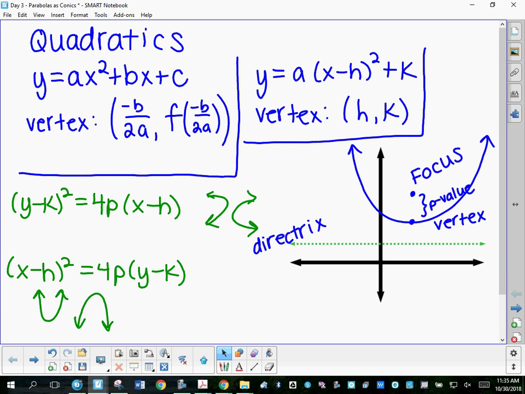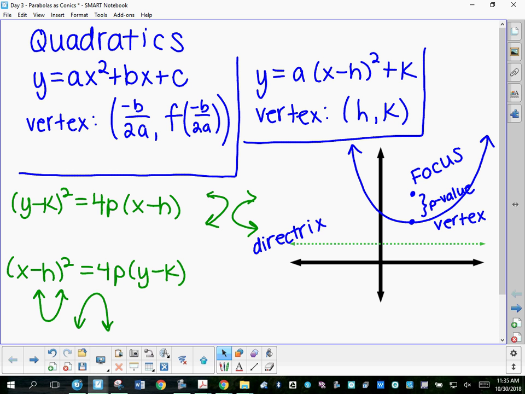And we're going to have something called a p-value. The distance from the vertex to the focus is the p-value. That same distance going the other way gets you to the directrix. So if I go up 3 units from the vertex to get to the focus, I would go down 3 units to go from the vertex to the directrix.